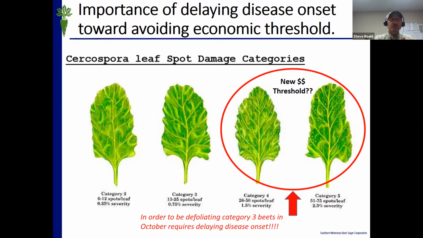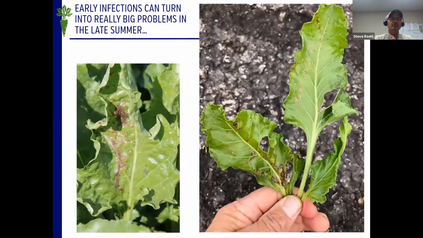Now, in order for us to be defoliating our sugar beets in October at this category 3 is going to absolutely require that we delay disease onset and stay front end heavy on controlling this disease, because we know that early infections can turn into really big problems later in the summer when it acts as a heavy inoculum.